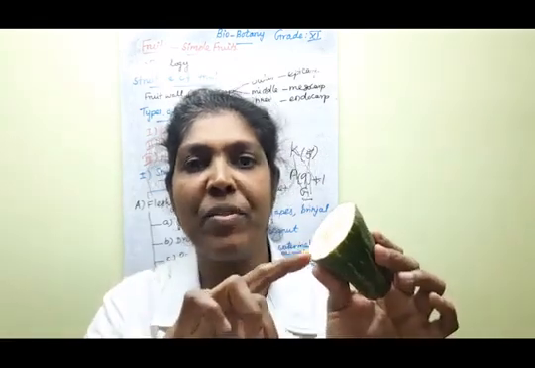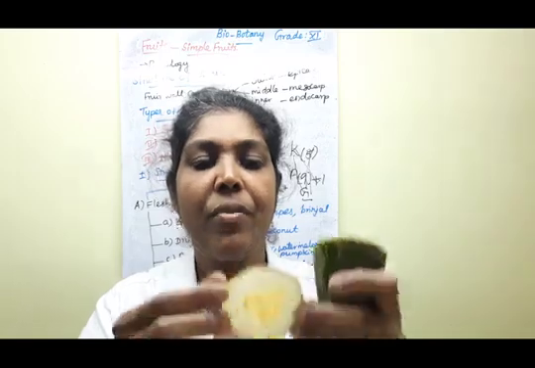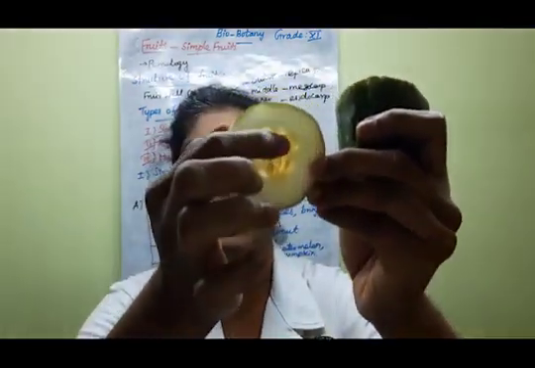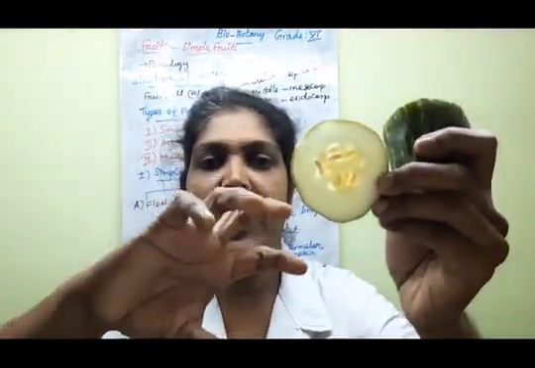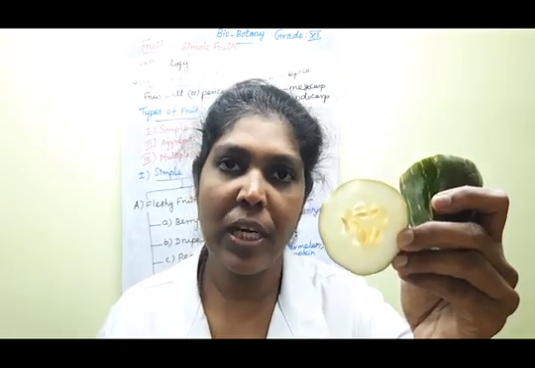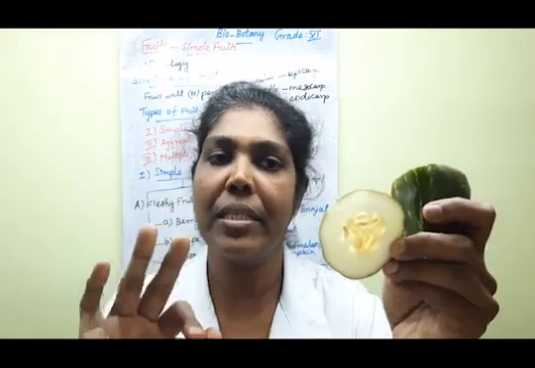The pepo type of fruits are tricarpellary. We consider it tricarpellary because of a triangle-shaped structure. The carpels are united. Which type of ovary is there? An inferior ovary. Children, what is the ovary type? Inferior ovary. Here also the pericarp is differentiated into three regions, children.